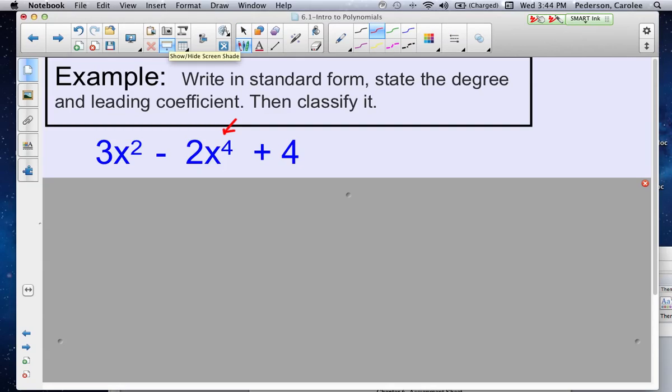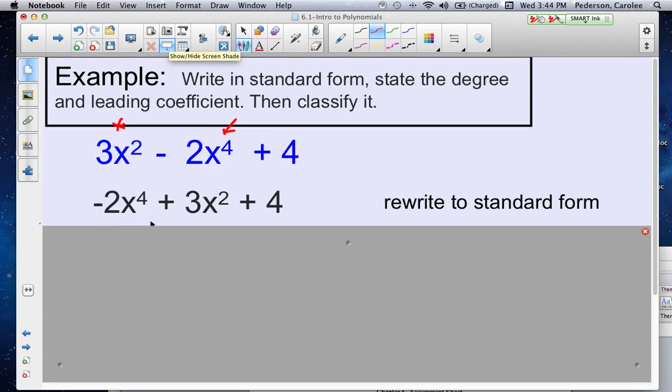So this term is going to go first. Then we go to the second term, which will be 3x squared, and then our constant. So now we have it in standard form. Negative 2x to the fourth plus 3x squared plus 4. Then we want to state the degree and the leading coefficient.